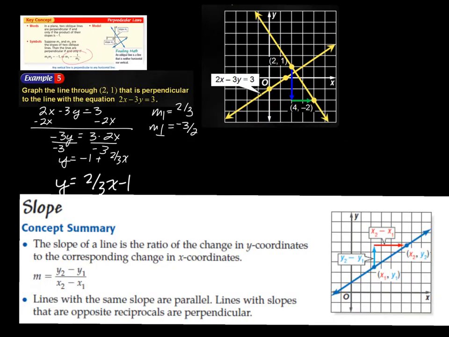That was nice. The slope of the line is the ratio of the change in the y coordinates to the corresponding change in x coordinates. So y sub 2 minus y sub 1 over x sub 2 minus x sub 1 is our slope formula. Lines with the same slope are parallel. Lines with slopes that are opposite reciprocals are perpendicular.